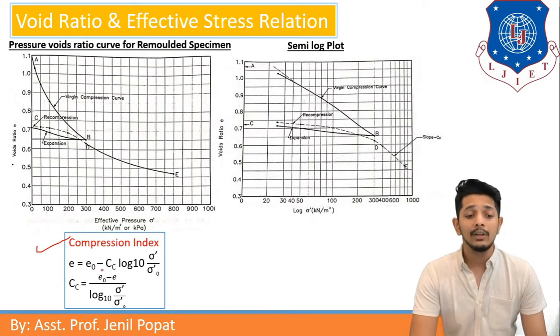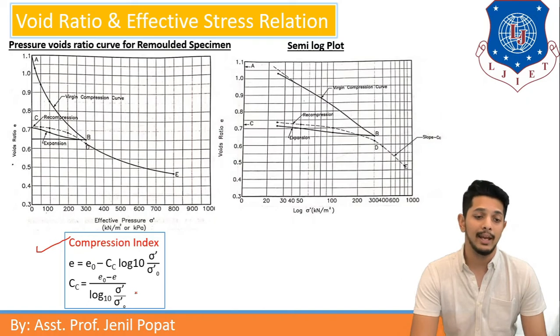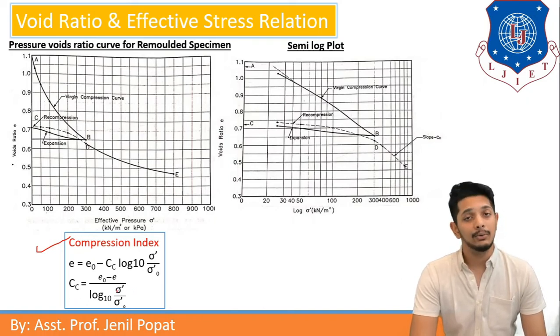And from that we can write Cc as e0 minus e upon log 10 base sigma dash upon sigma 0 dash. That is how the compression index Cc is denoted. Now the Cc compression index value can be obtained from the slope of the straight line AB in this figure.